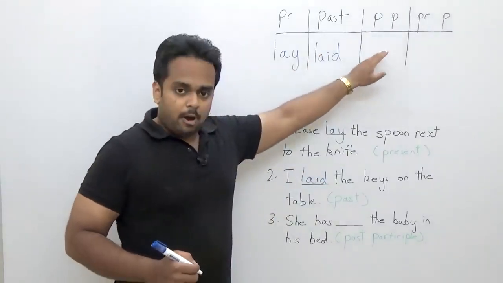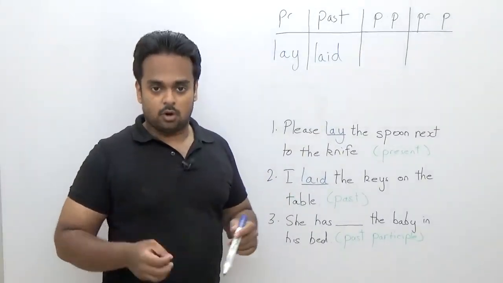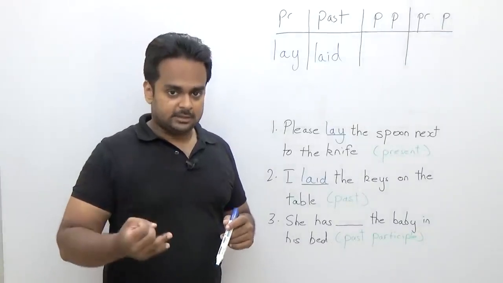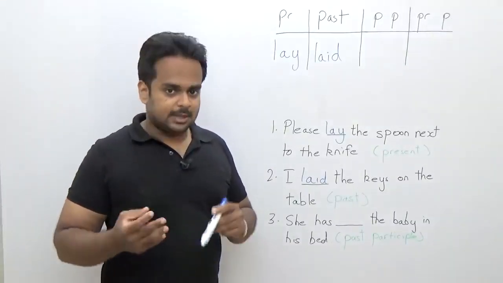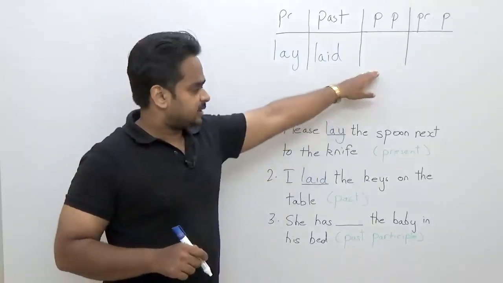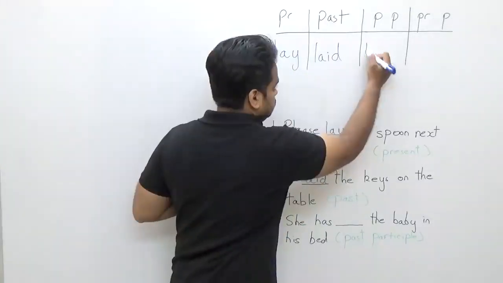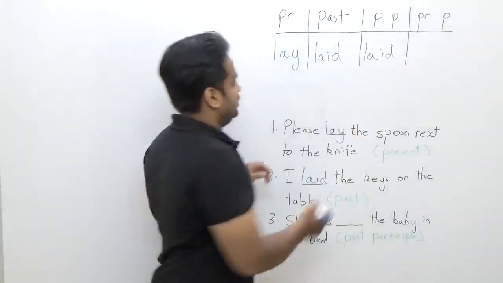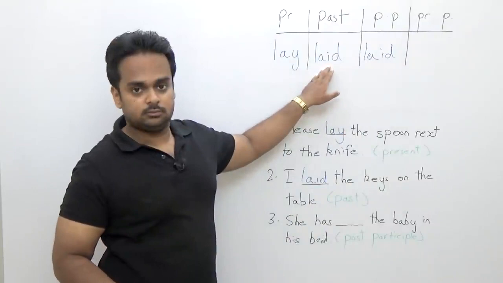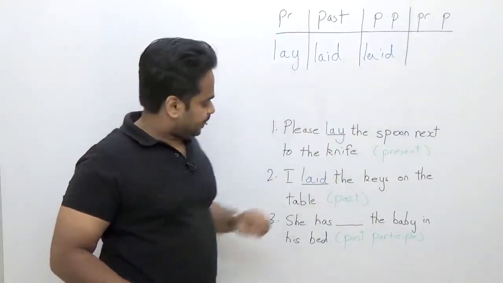Now the past participle form, remember that every verb has three forms: present, past, and past participle. Some teachers like to call these V1, V2, and V3 as well. And the past participle form of the verb lay is also laid. So no difference between these two. They're the same. Okay, lay, laid, and laid.